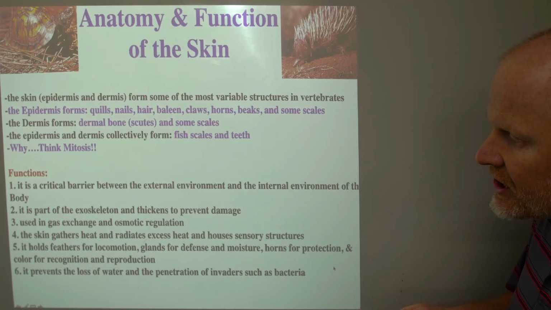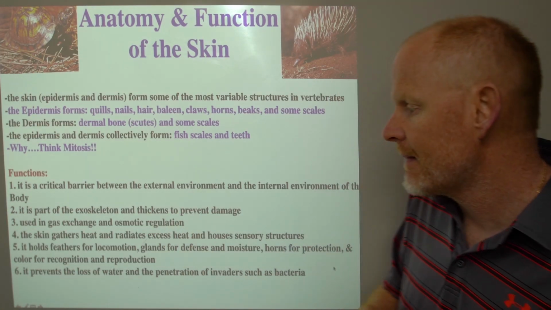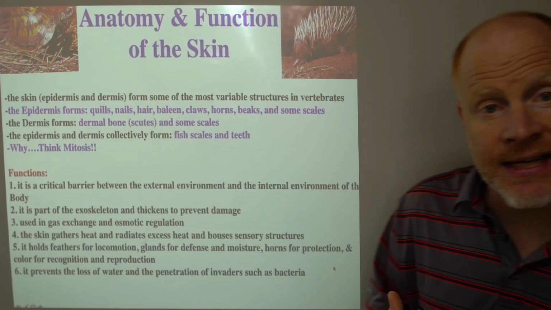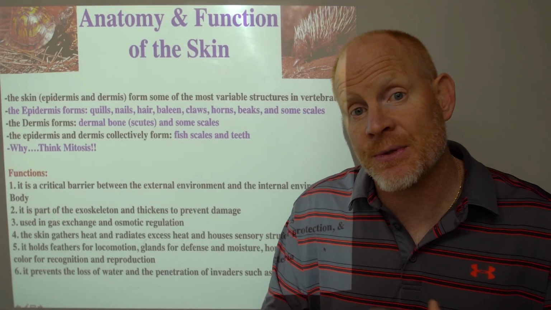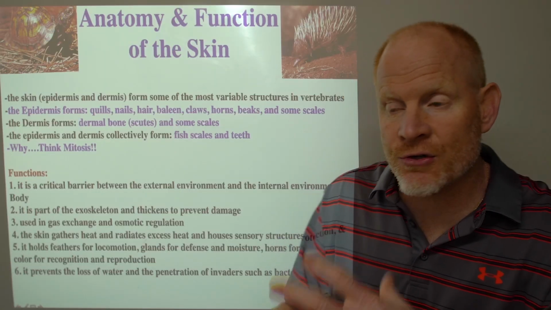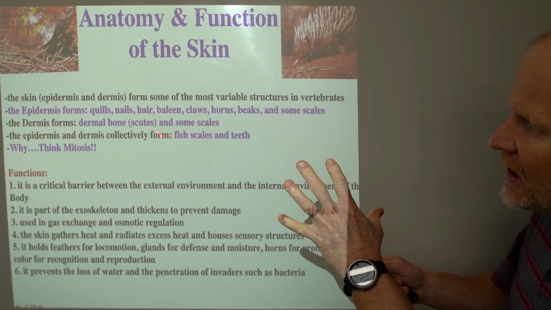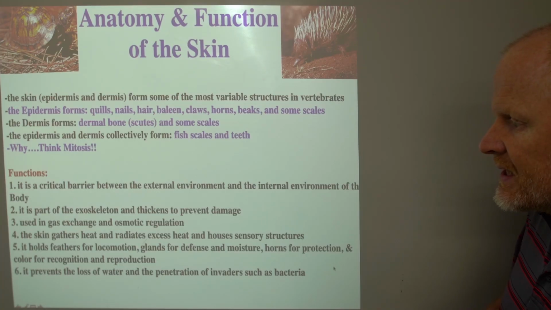Used in gas exchange, osmotic regulation, the skin gathers heat and radiates heat, so it can absorb heat and get rid of excess heat. We have specialized glands in our skin called sweat glands, which actually evaporate water off of the surface of our skin and draw heat from our bodies. It holds all of these cool structures that not only forms them, but holds and cements them in place, things like feathers for locomotion, nails, horns, and whatnot for protection.